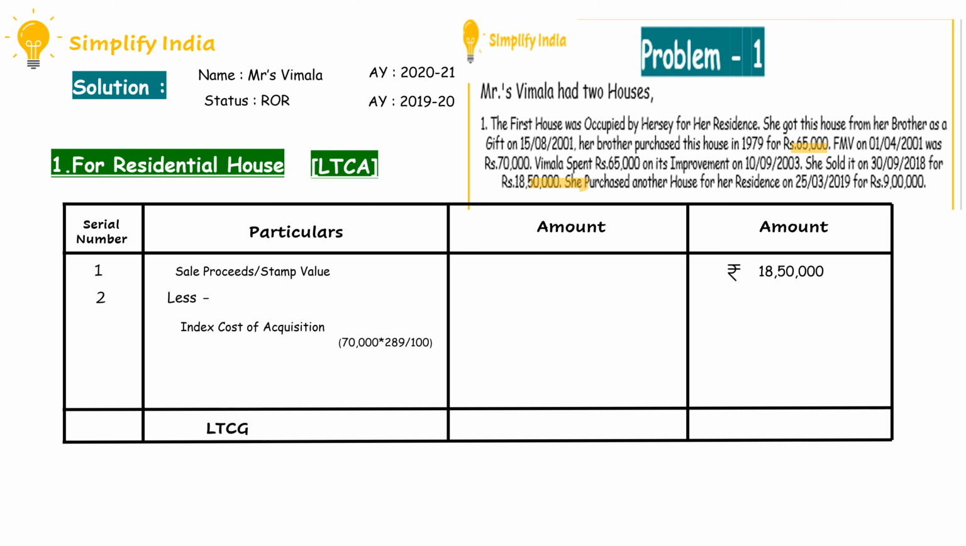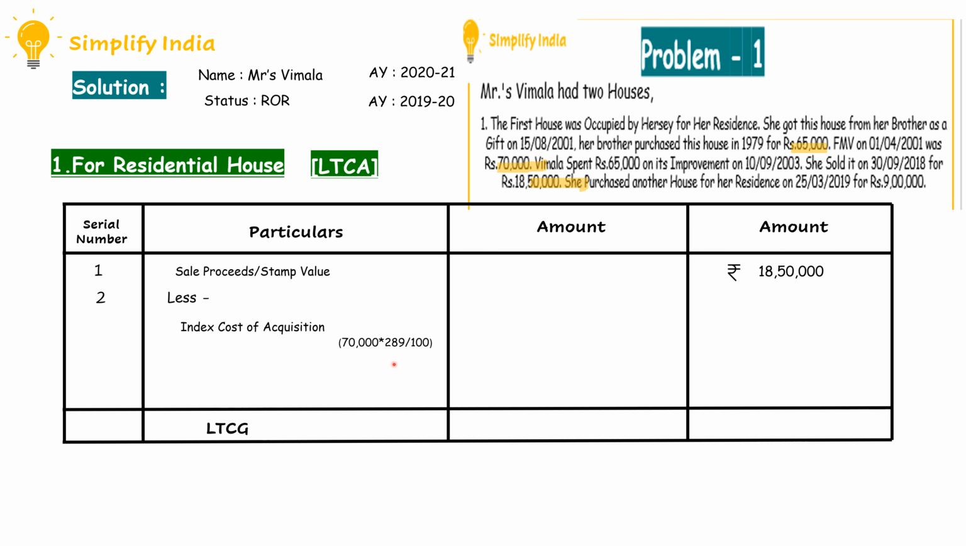Now we have to note that the asset was purchased before 1st April 2001. So we have to compare the actual cost of acquisition and the FMV, whichever is higher. Here the FMV is given as rupees 70,000. We have to compare whether the cost of acquisition, rupees 65,000, is higher or the FMV, rupees 70,000, is higher. We know that the FMV is higher than the cost of acquisition, so we have to take rupees 70,000. Then the CII value in the year of sale: for the current year, the CII value is 289. We have to take it down.